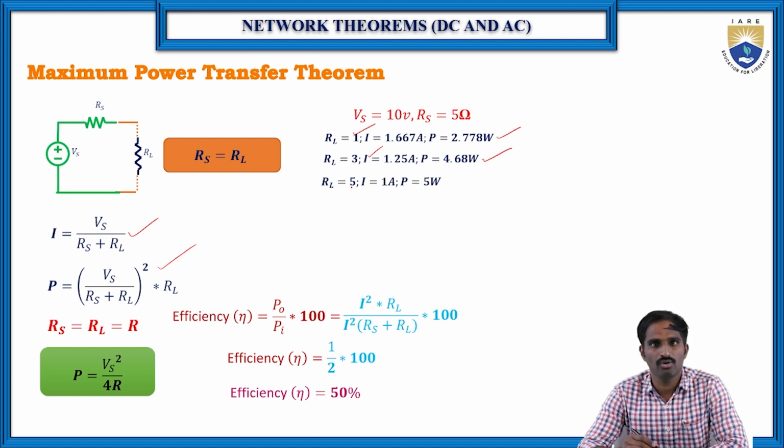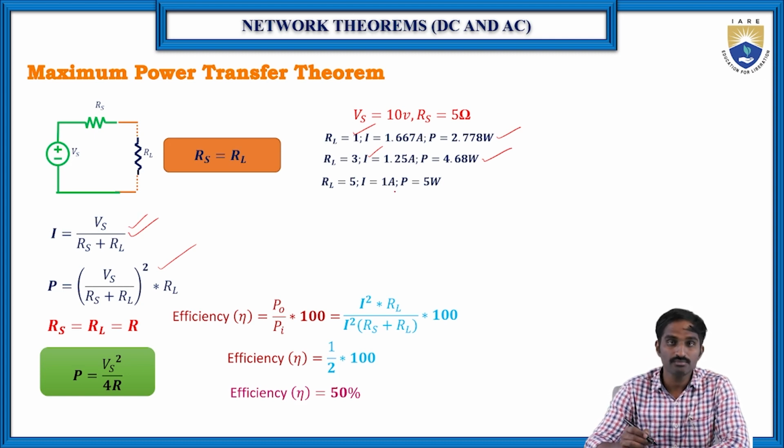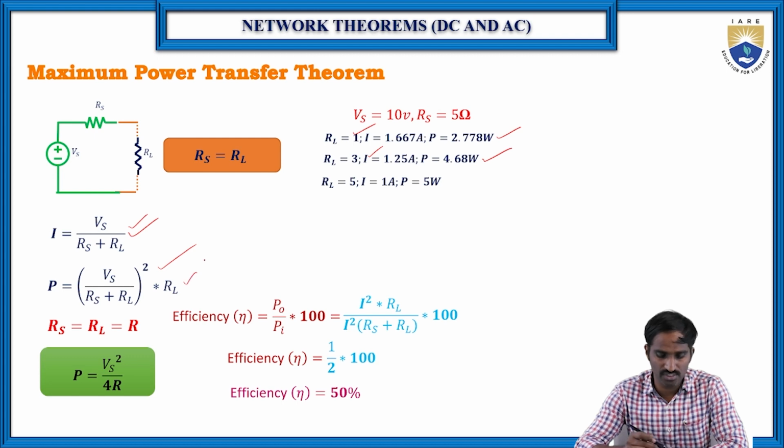Then find another value for RL. So RL is equal to now 5 ohms, which is the same as RS. RS is also 5 ohms. So in this particular case, we have taken the value of RL the same as RS. Again, substitute in this equation, then you will get the I value, and substitute in this equation, then you will get the P value, that is 5 watts.